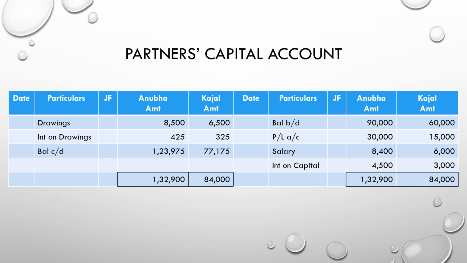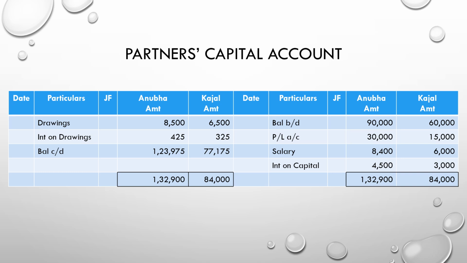Then we have the salary for both the partners, that is 700 and 500, which will be multiplied by 12. So it comes to 8,400 for Anuba and 6,000 for Kajal. Then it is given to you that interest on capital is to be charged at 5% per annum.